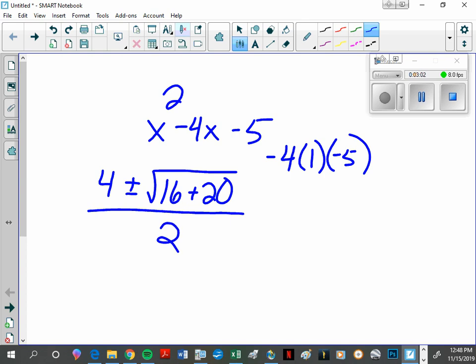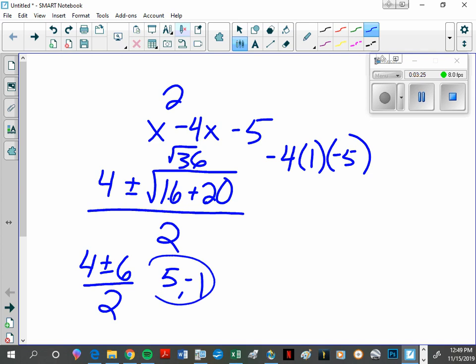And then 16 plus 20 is 36. Does 36 square root? 6. So I get 4 plus or minus 6 over 2. 4 plus 6 is 10. 10 divided by 2 is 5. 4 minus 6 is negative 2, and negative 2 divided by 2 is negative 1. Those are my roots. Okay?